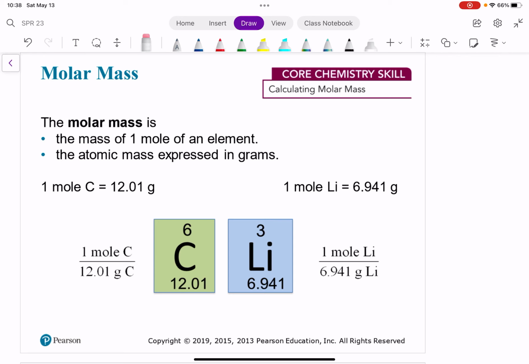These are not numbers you would ever memorize, or that I would expect you to memorize. You actually might memorize some of them just as you keep working with them. Like I remember carbon's just because I've worked with it so many times, but it's not something you're expected to memorize. You would always have a periodic table to look at and say, oh, okay, that's the molar mass.